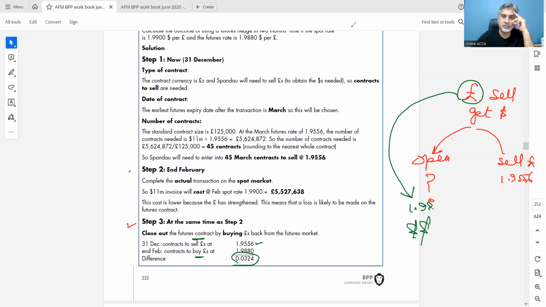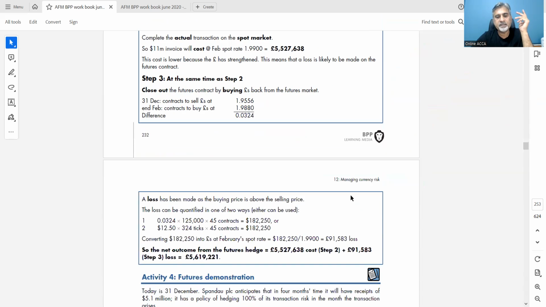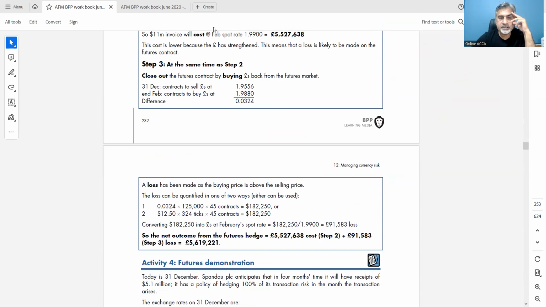0.0324 on each value. Then how to calculate the total? So, 0.0324 on one contract, $1, 1 pound, 1 pound actually. Each contract is 125,000 pounds and there are 45 of them.